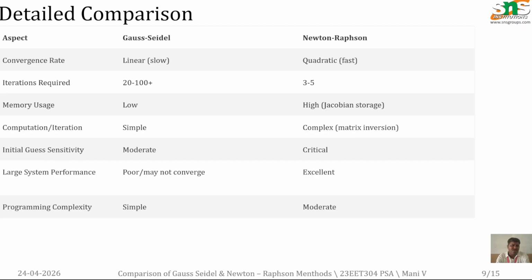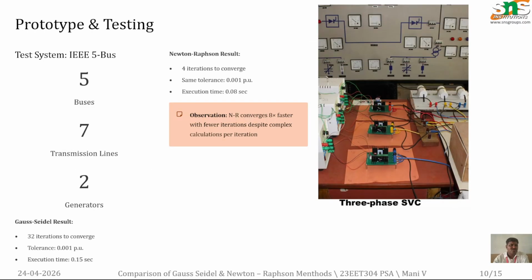In computation per iteration, the Gauss-Seidel is simple and the Newton-Raphson is complex. The initial guess sensitivity is moderate in the Gauss-Seidel and critical in the Newton-Raphson. For ill-conditioned systems, convergence is poor in the Gauss-Seidel and excellent in the Newton-Raphson method. The programming complexity is simple in the Gauss-Seidel and moderate in the Newton-Raphson method. So this is the prototype.